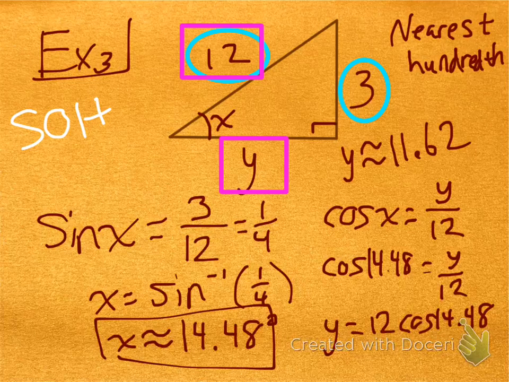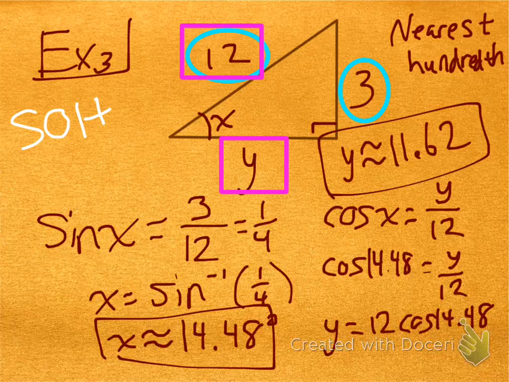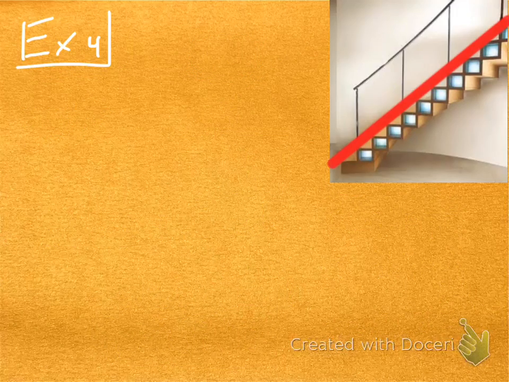So here's my two answers for x and y. Again, I encourage you to use the Pythagorean theorem and see if you get the same answer for y. Hopefully you do. If not, something went wrong. So anyway, that's that example there. Let's look at another one. It's a word problem this time.